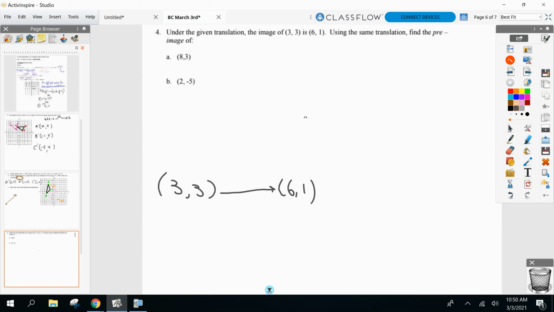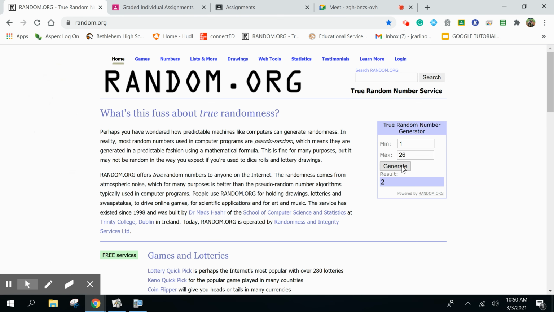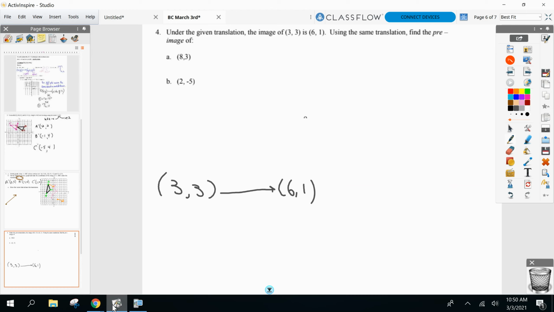Well, let me get you going here first. What did I translate? 3, 3 to 6, 1. Tell me where I went so I can write a rule here. Quincy, where did I go here? 3, 3 to 6, 1. Like the distance and direction. Yep. You went down to the right. Okay, how many units? 3 to the right and 2 down. Okay, 3 to the right, so I put +3, down 2, -2. So that was my translation rule.